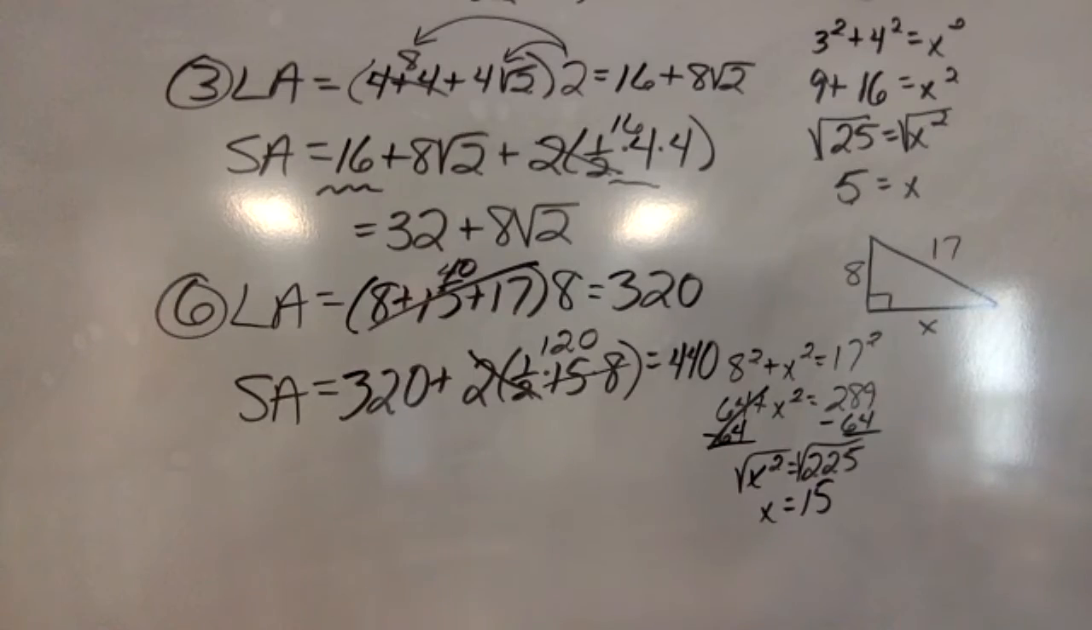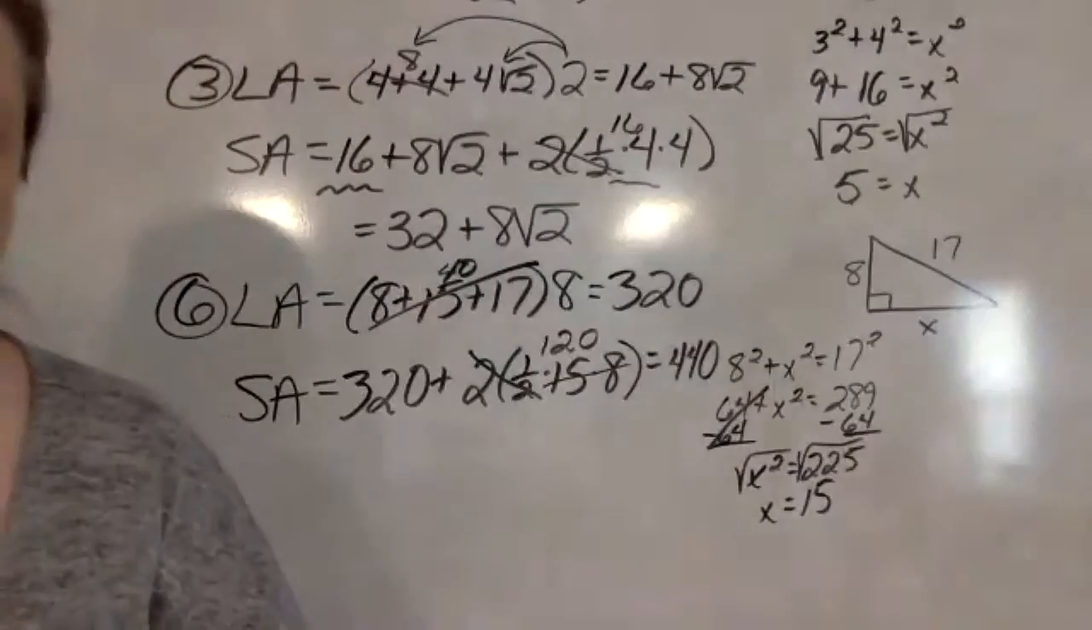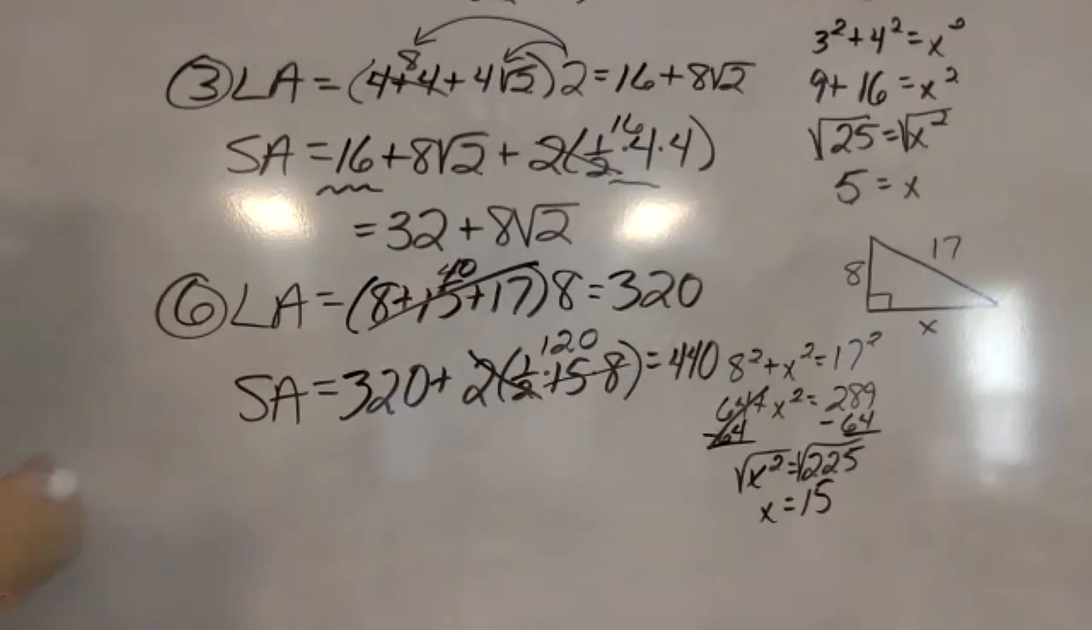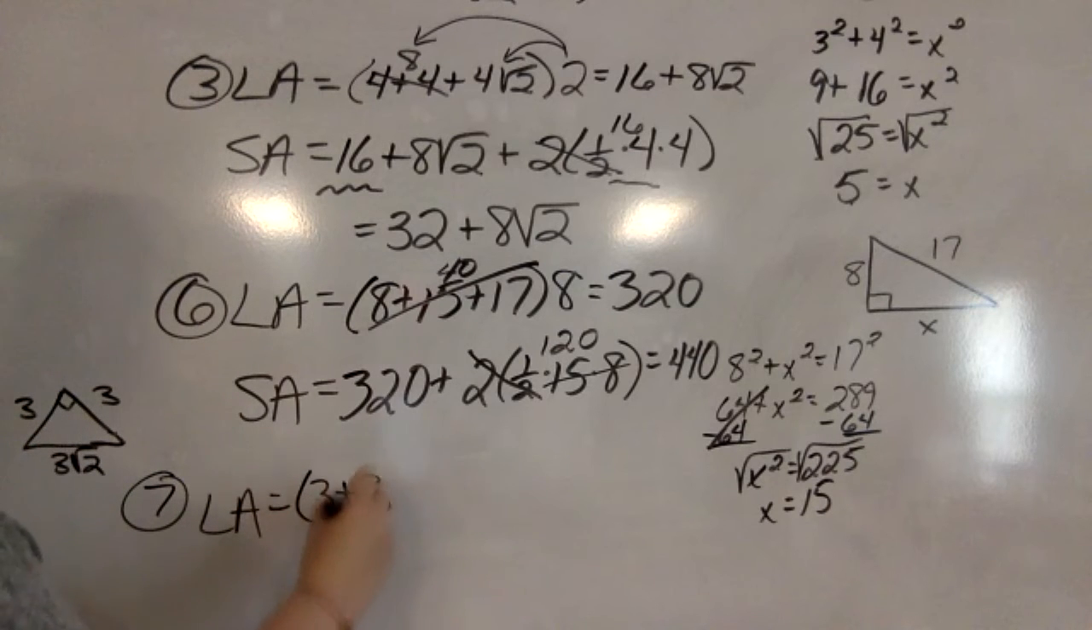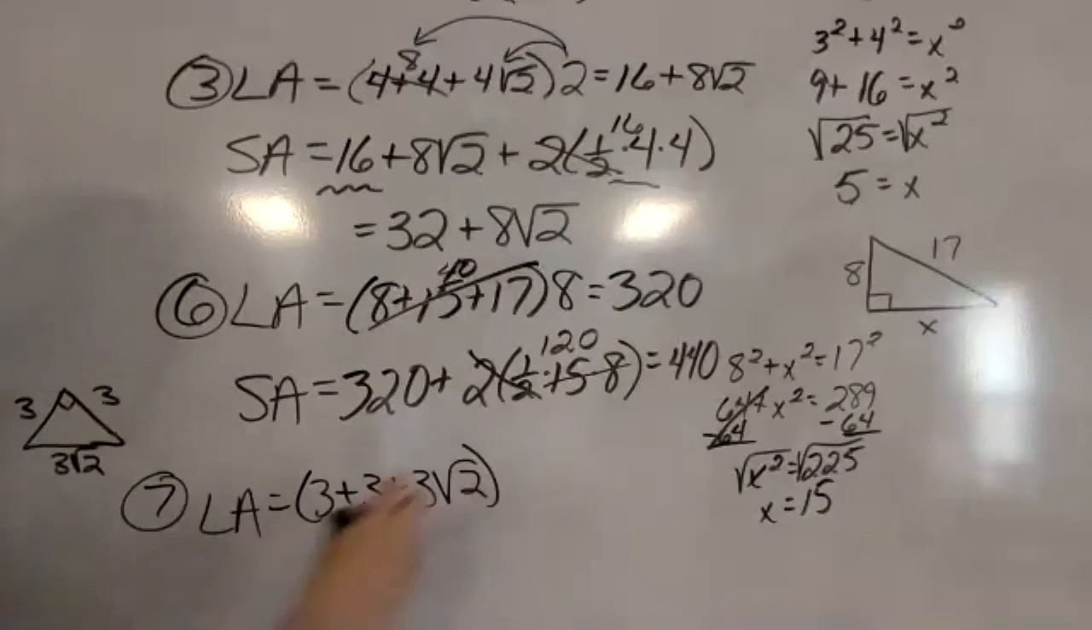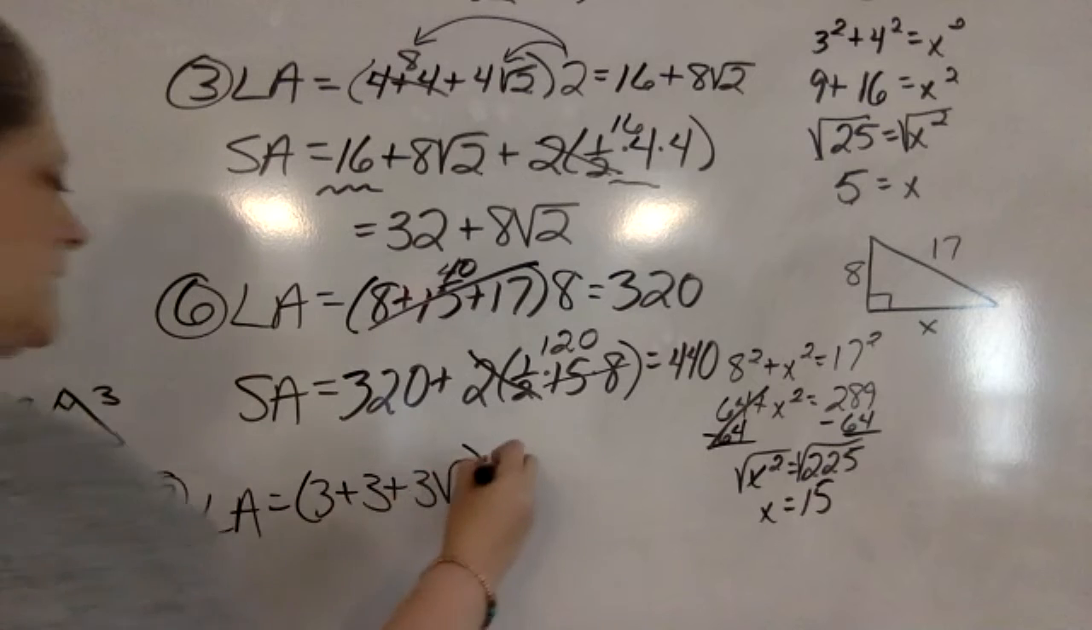All right. Let's look at number 7. On number 7, it's a triangular prism. My lateral area is equal to the perimeter of the triangle times the height. So on this triangle, it is similar to the triangle we had in number 3. It's a 45, 45, 90 degree triangle. So if this side is 3, this side is 3, this is 3 square root of 2. So I'm going to have 3 plus 3 plus 3 square root of 2 times the segment connecting the front and back triangle together, which was 10.